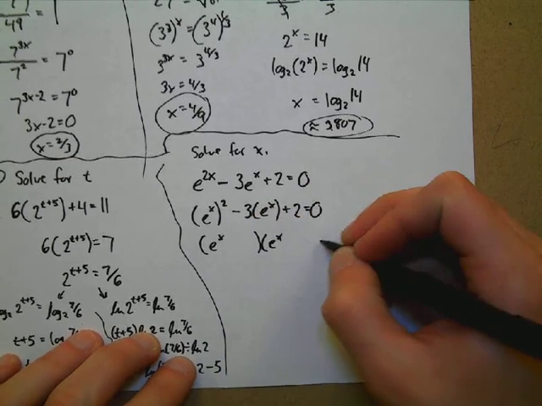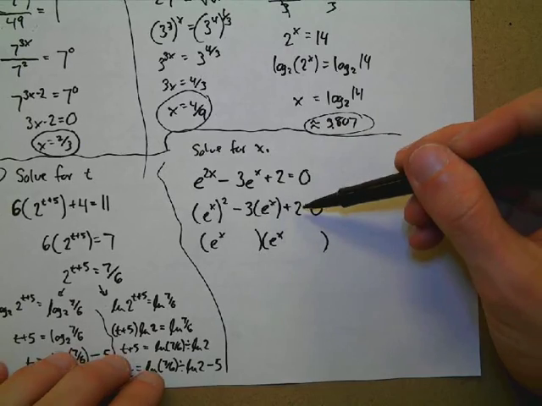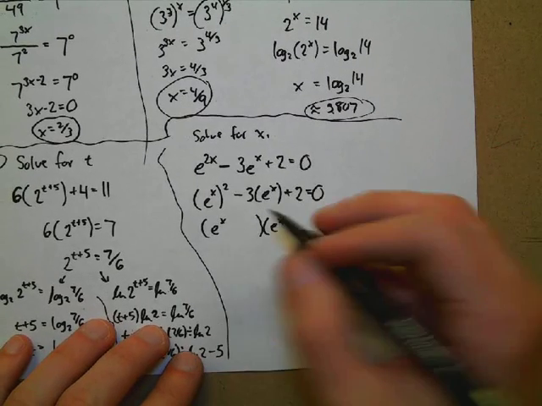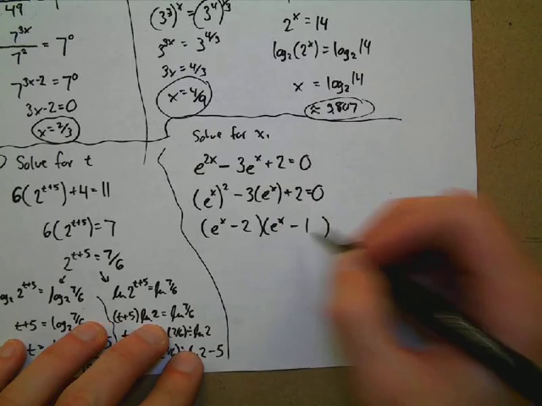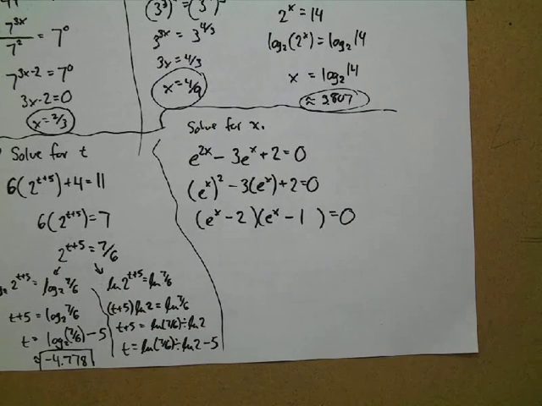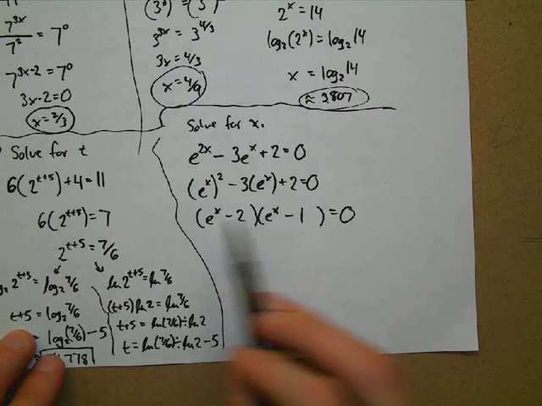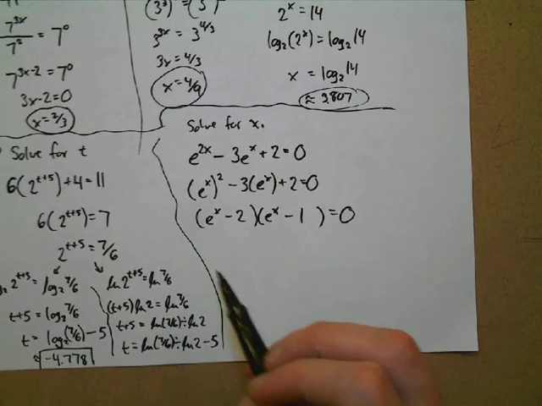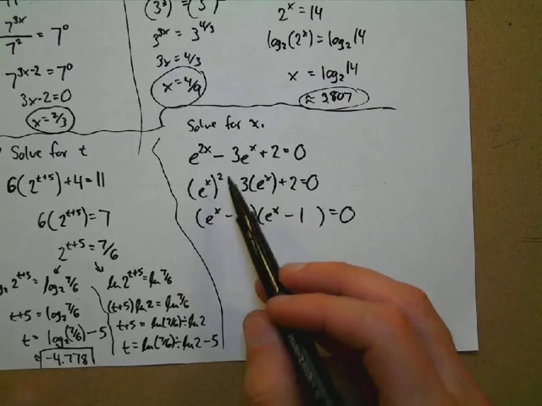e to the x times e to the x will give you e to the x squared, or sorry, e to the 2x, I mean. Same thing, e to the x squared, e to the 2x. And the minus 3 e to the x there from the minus 2 and minus 1, and then the plus 2. So it works. And you can then break apart: e to the x minus 2 equals 0, e to the x minus 1 equals 0. So e to the x equals 2, e to the x equals 1.